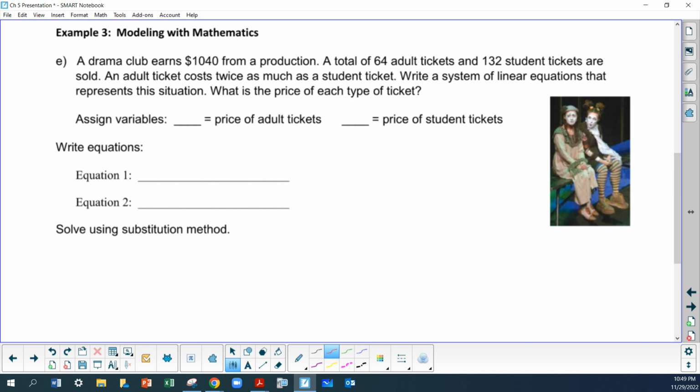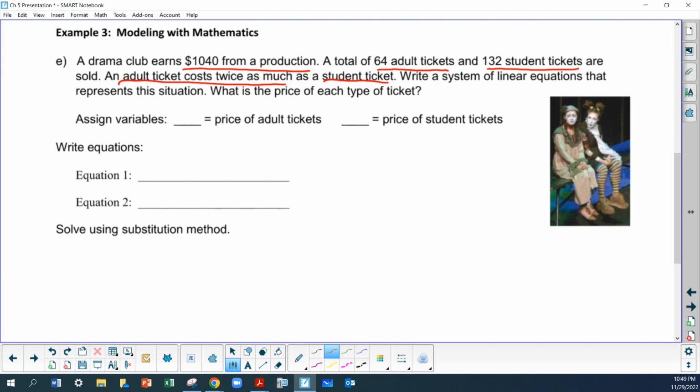Let's keep this video a little bit shorter. I know we're at 12 minutes already, so let's go down to example 3 and play this one out. It'll take us through all the steps again. It says a drama club earns $1,040 from a production, like a play. A total of 64 adult tickets and 132 student tickets are sold. Adult tickets cost twice as much as student tickets. Write a system of linear equations that represent the situation. What is the price of each type of ticket?